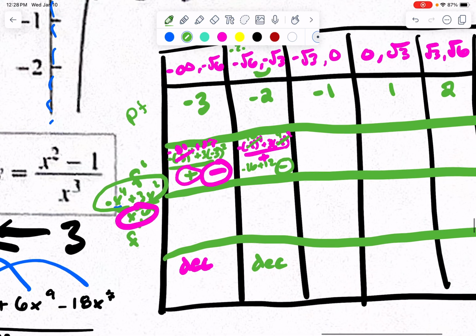Okay, -1. -1 to the 4th plus 3 times -1 squared. The bottom is positive, so we don't really care about it. This is going to be -1 plus 3.